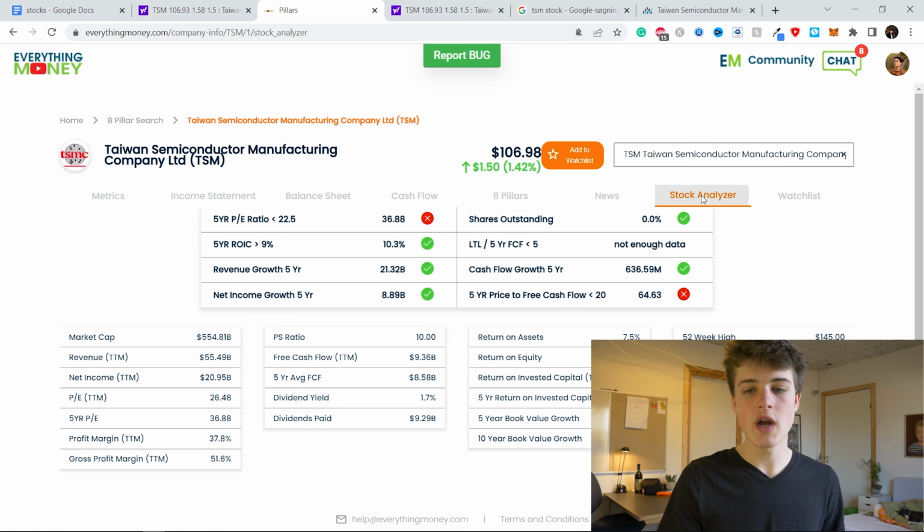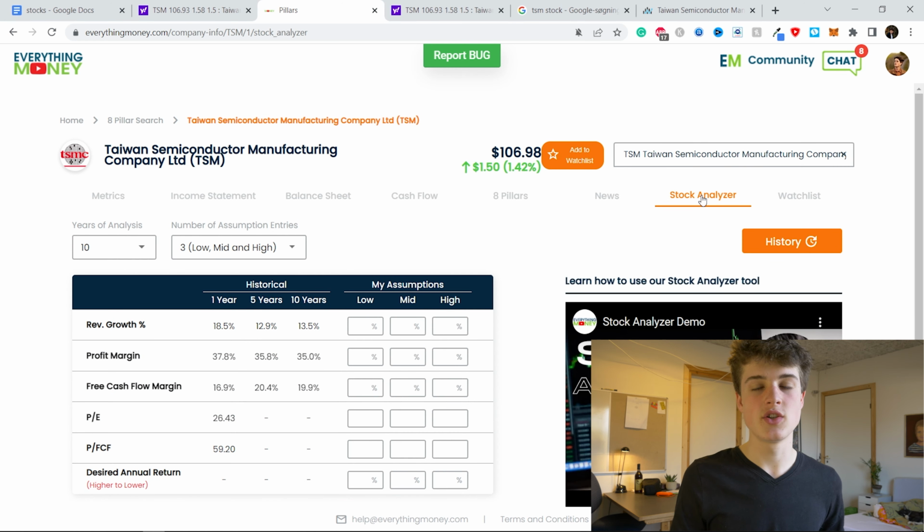So what I'm going to do now is go into the stock analyzer tool and put in my assumptions about the future. And what I want to say right now is, although you probably think that this sector is going to grow tremendously, which I also think, and that is why I'm looking at this company, because I'm conducting research about companies that I'm interested in, sectors that I'm interested in.